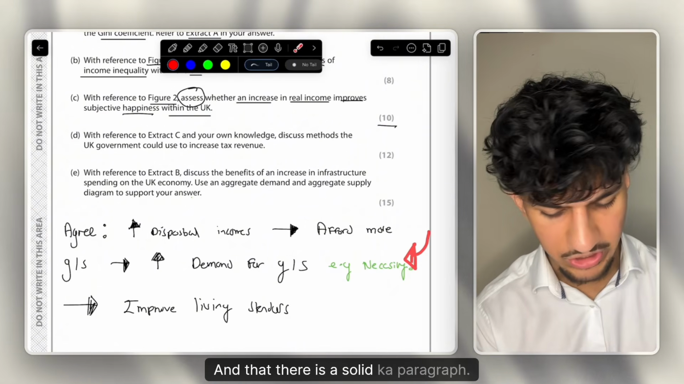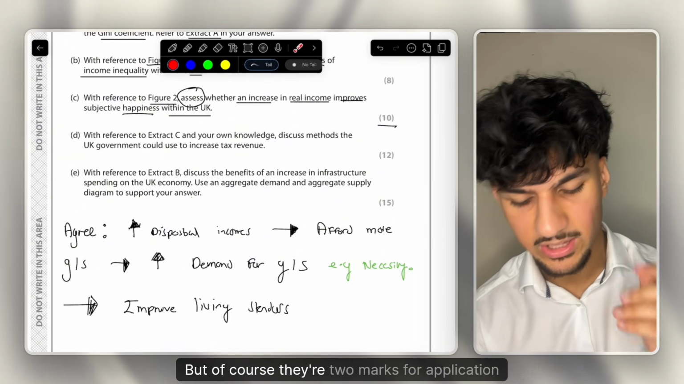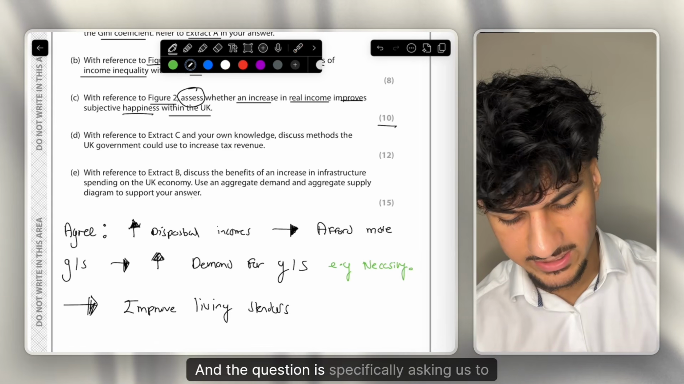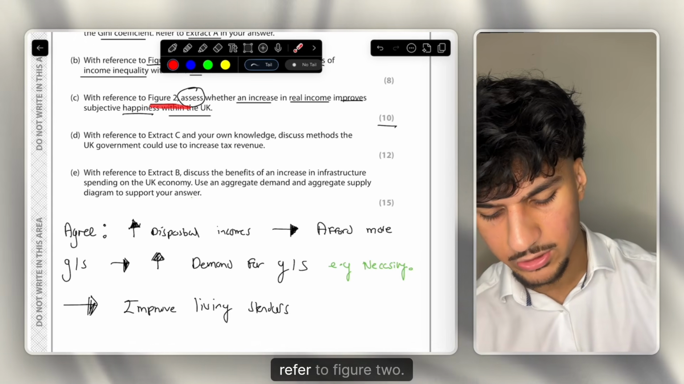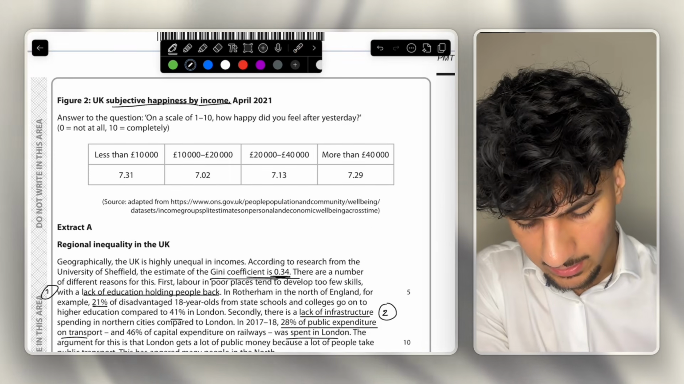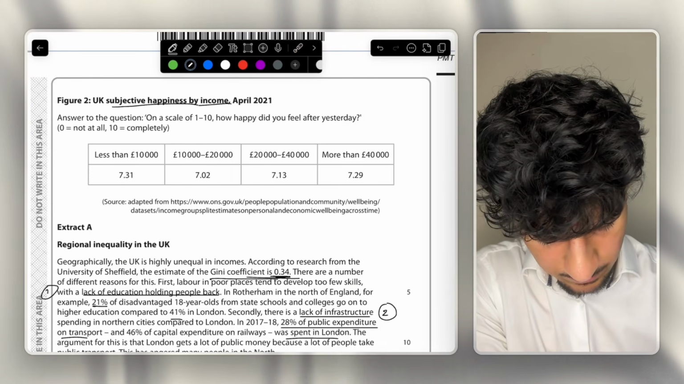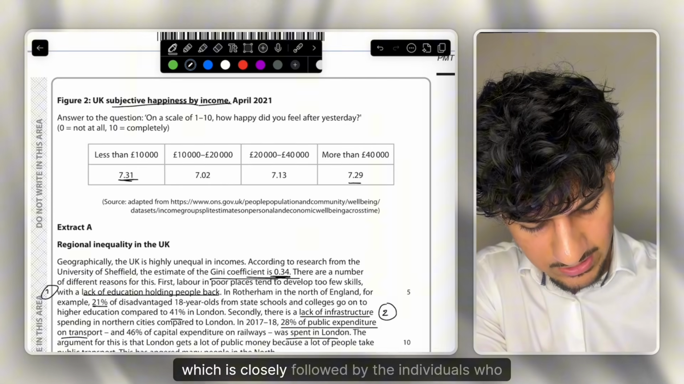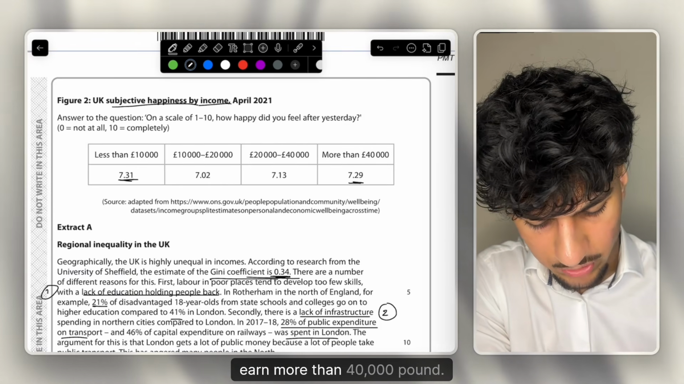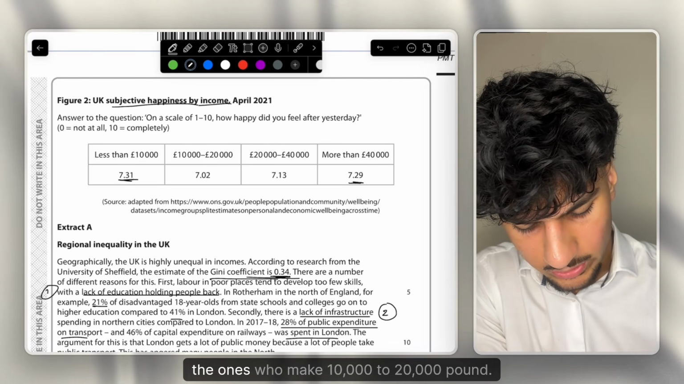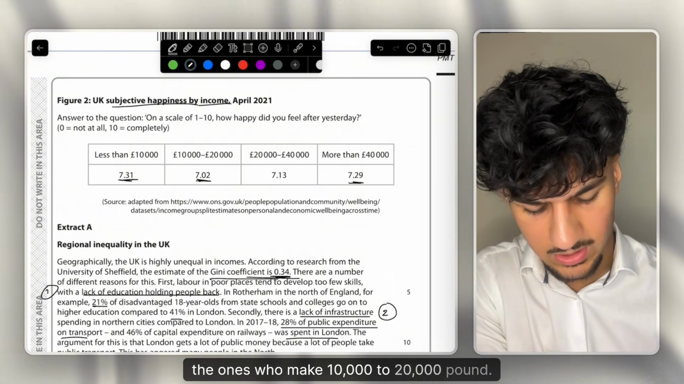And that there is a solid KA paragraph, but of course, there are 2 marks for application, and we have not included any application, and the question is specifically asking us to refer to figure 2, so let's have a look at that. Okay, so it's giving us a happiness rating, and what do we see here? The happiest individuals earn less than £10,000, closely followed by the individuals who earn more than £40,000, and the least happy individuals are the ones who make £10,000 to £20,000.